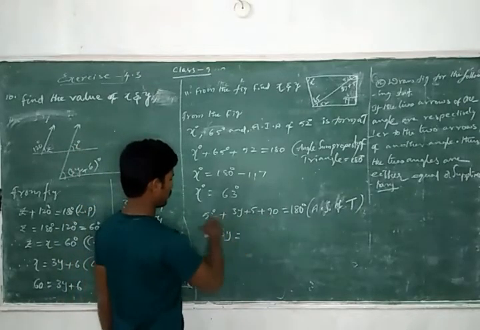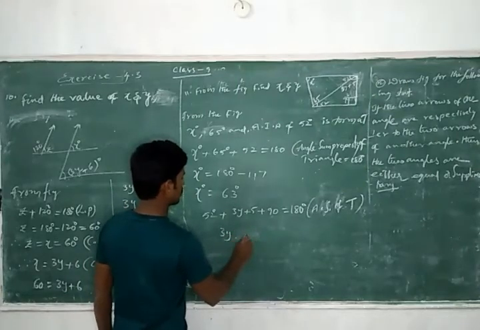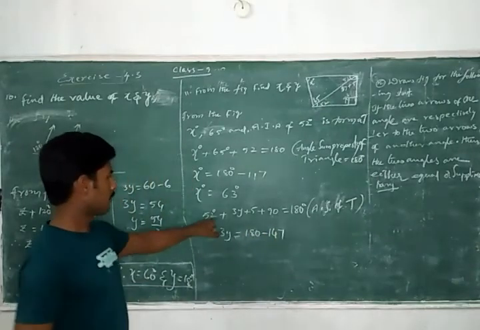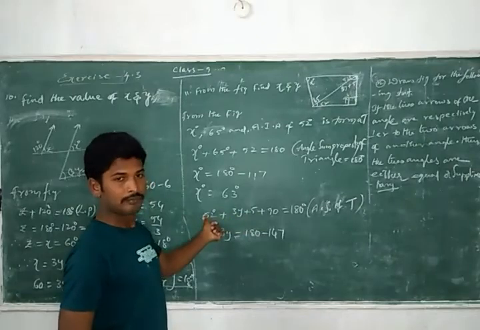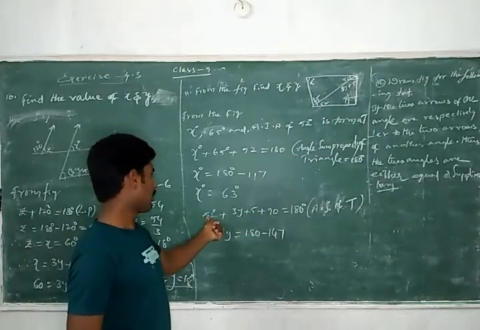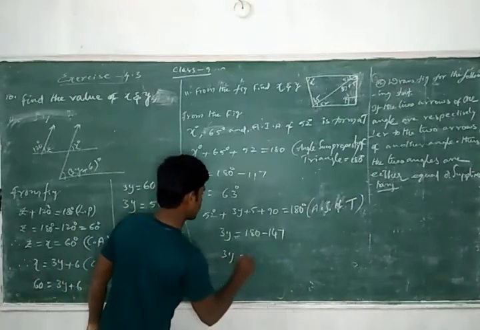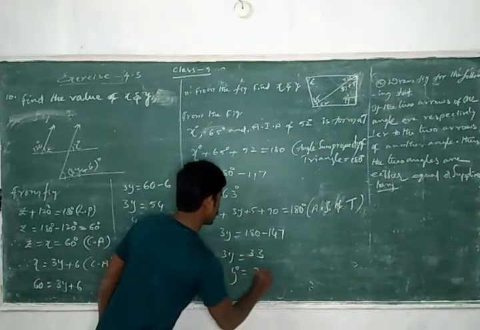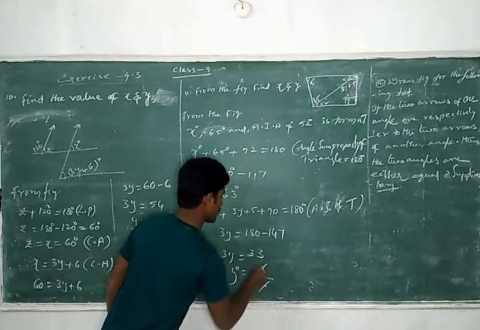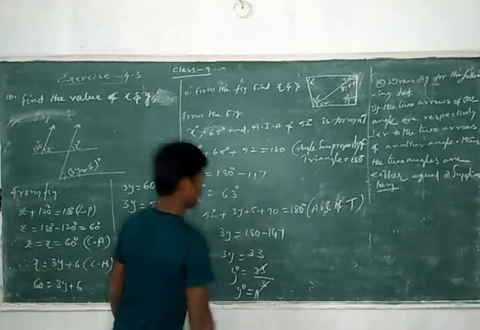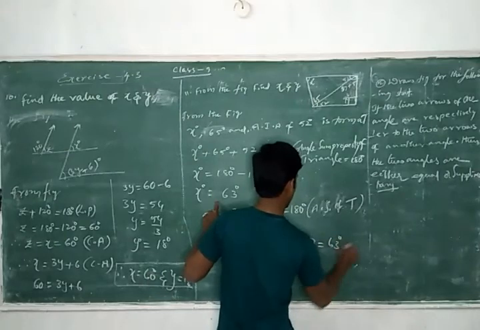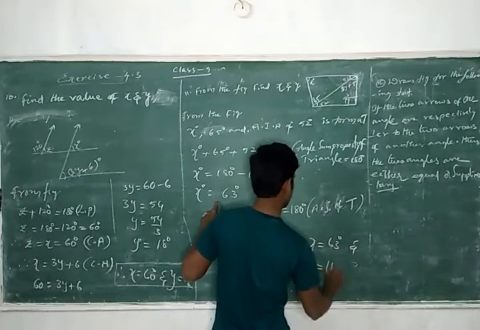3y is equal to 180 minus 147. 180 minus 147 is 33. Therefore, y is equal to 33 by 3. Therefore, y is equal to 11. So, therefore, x is equal to 63 degrees and y is equal to 11 degrees.